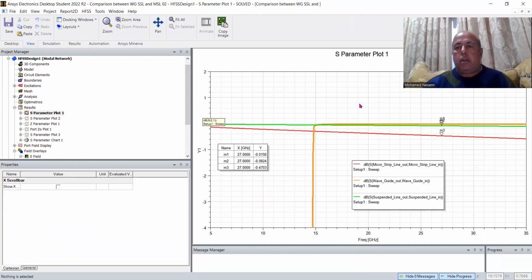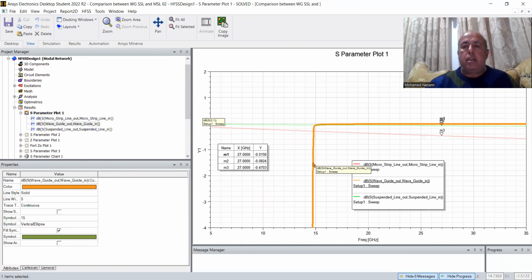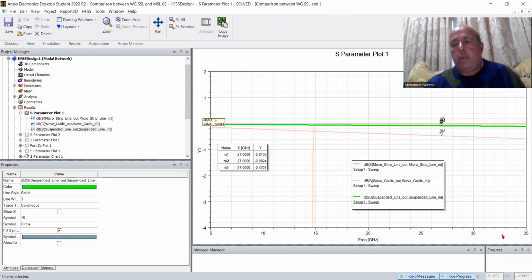What you're looking at here is basically the insertion loss from a waveguide, a microstrip line, and a suspended line from 5 gigahertz all the way to 35 gigahertz. You can see that as soon as you're right about Ku band, above 10 gigahertz, you start seeing a big difference in terms of loss. For instance, at 27 gigahertz, the loss in the microstrip line is about 0.5 dB.